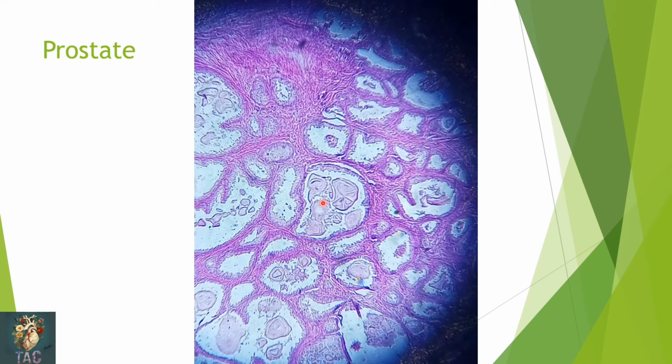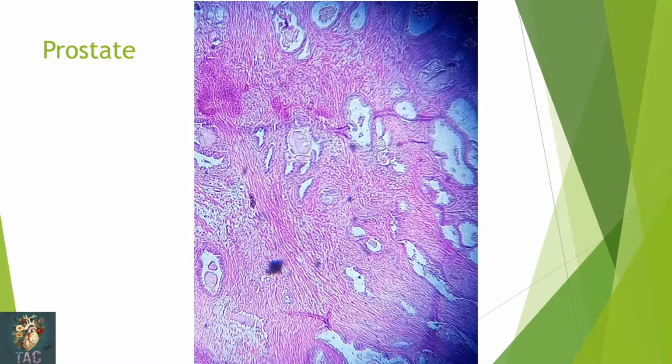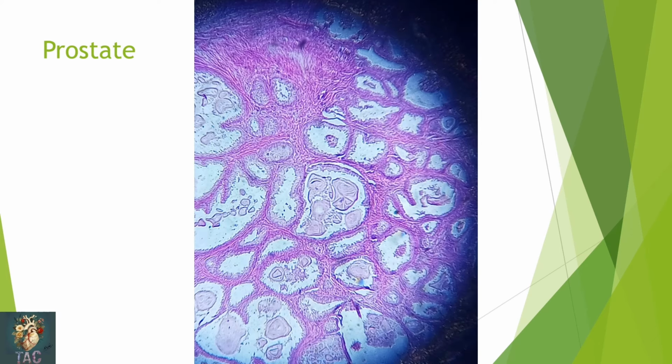You can see a large number of glandular tissue with the prostatic concretion and the fibromuscular stroma which is present. So this is a very beautiful slide. This may be the slide of your OSPE as well. The same slide as taken through the fibromuscular stroma.